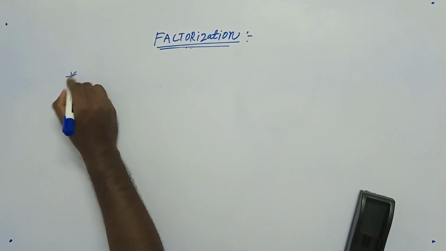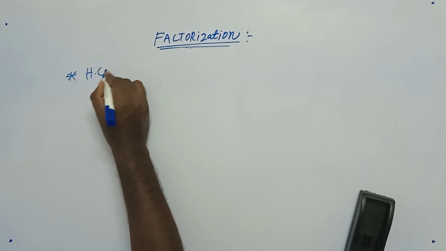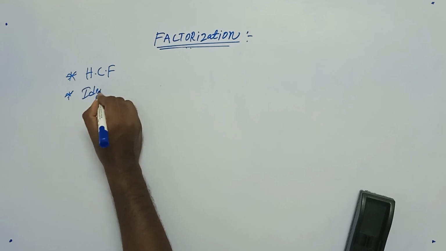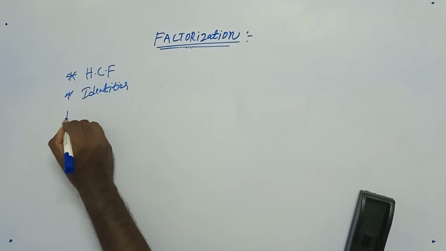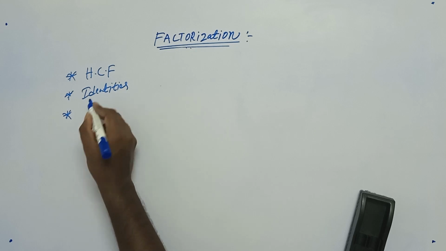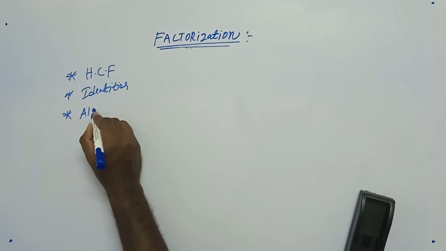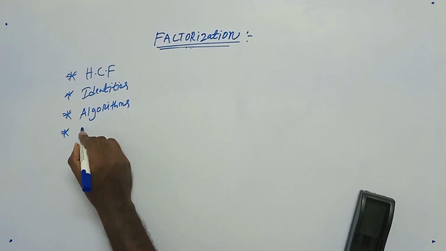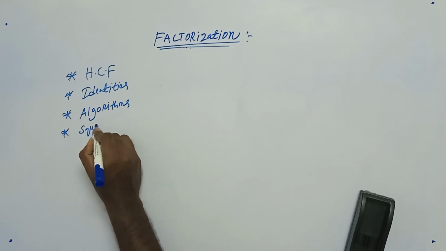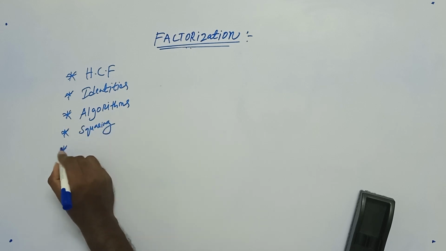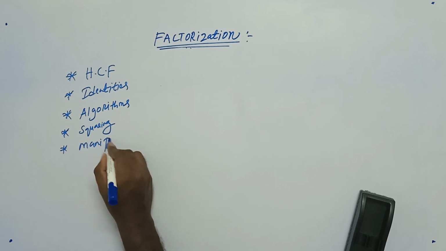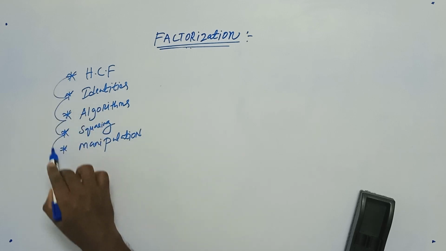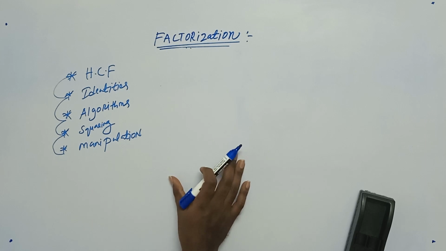So in factorization, we are going to use the HCF method. We are going to find the factors by the HCF method. We are going to find the factors by using the identities method. We are going to find the factors by the algorithm. We are going to use the squaring method. We are going to use manipulation. So by using all these tools, we are going to find the factors of the given expression, right?